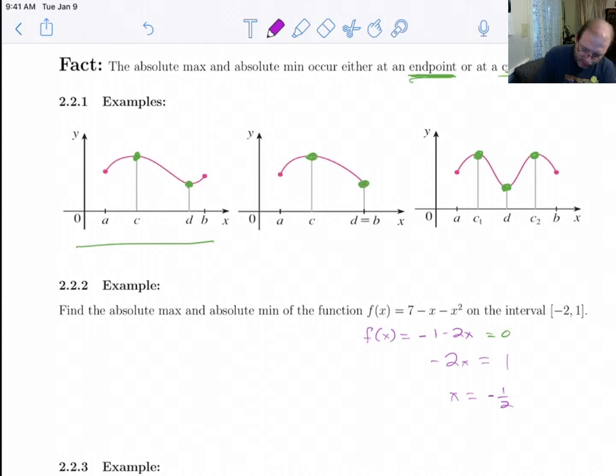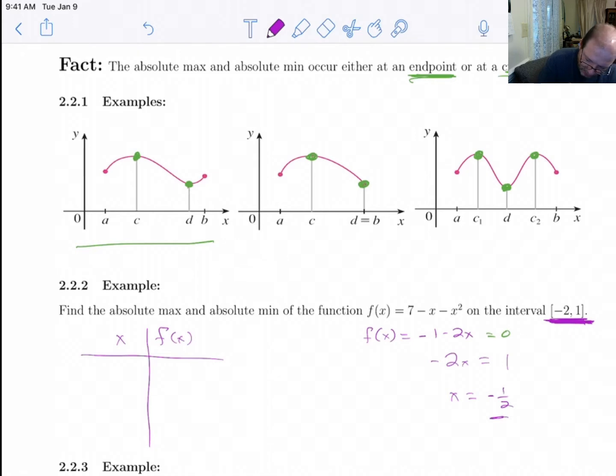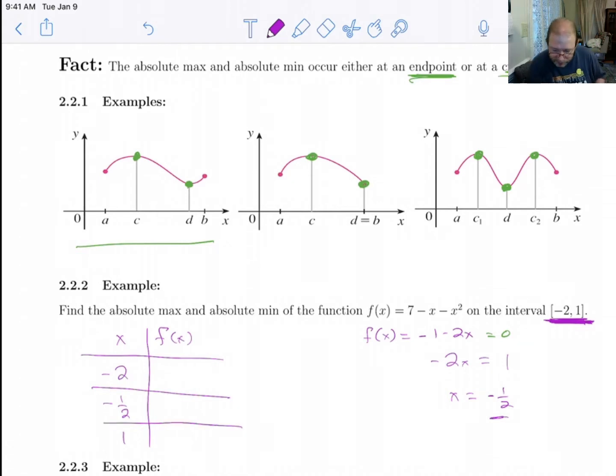So we know that the absolute max and absolute min must occur at one of these two endpoints or at -1/2. So what I'm going to do is make myself a chart, x and f of x: -2, -1/2, and 1. Now I'm going to plug these numbers into the function. Let's see, 7 minus -2.